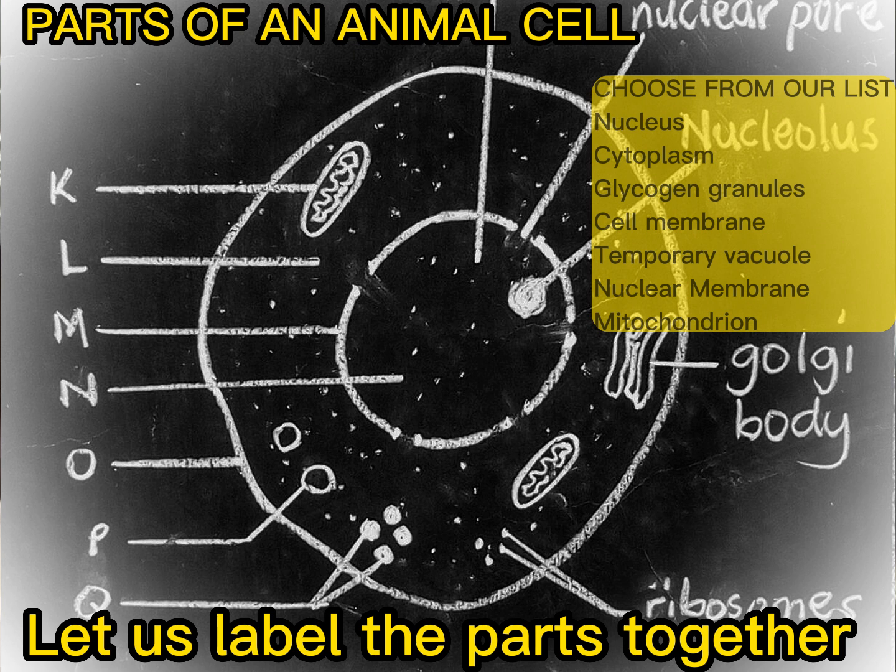What is part O? Part O is the cell membrane. What is part P? Good. Part P is the temporary vacuole. What is part Q? Good. Part Q is the glycogen granule.